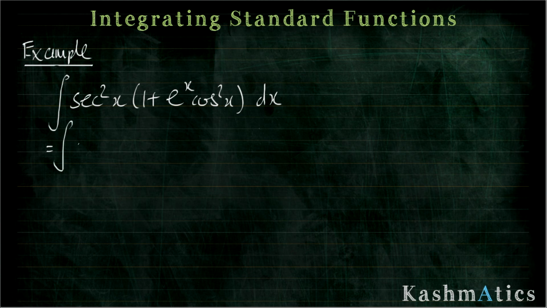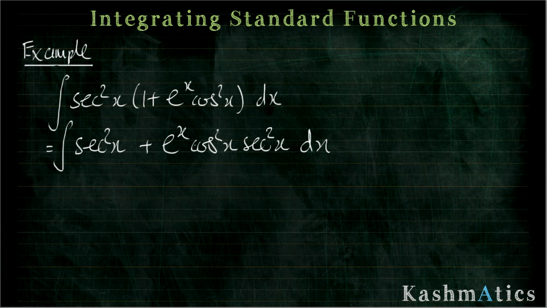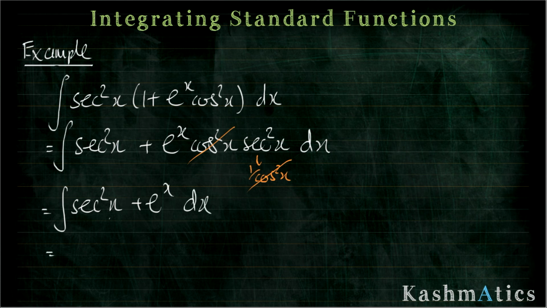So that would become the integral of sec squared x plus e to the x cos squared x sec squared x dx. Now, what makes it easy is the fact that sec squared x is just 1 over cos squared x, so that will actually cancel that out. So the integral actually becomes the integral of sec squared x plus e to the x dx, which is now quite simple. So hopefully you recognize that sec squared x becomes tan x, so tan x plus e to the x, which just becomes e to the x, plus c. So that's the integral of that function. Nice and easy.